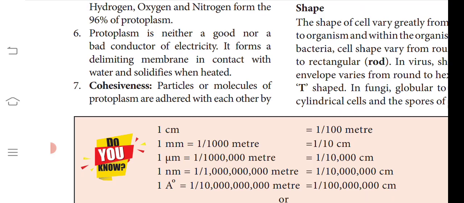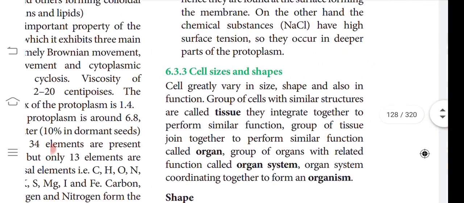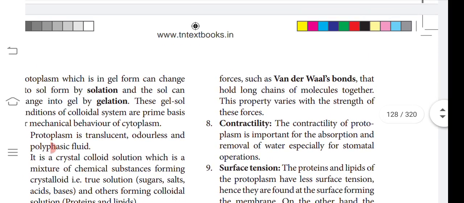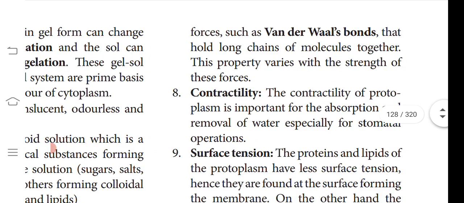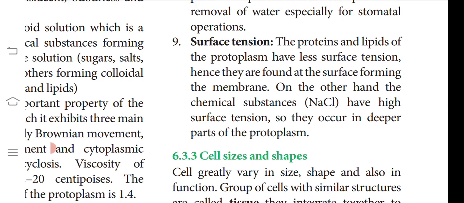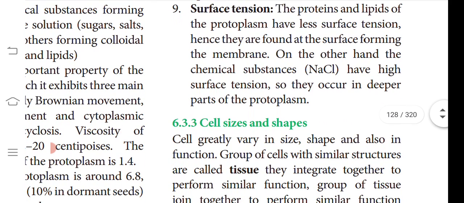And cohesiveness: particles and molecules in the protoplasm adhere to each other. They just get attached to each other by the force called the van der Waals force. Contractility of the protoplasm is important for the absorption and removal of water during stomatal operation. Stomata, do you remember? It is a pore on the leaf. So how is this pore getting opened? By the accumulation of water. Accumulation of water only makes the stomata open. That can happen in the protoplasm because it is able to accept water and also to release water.